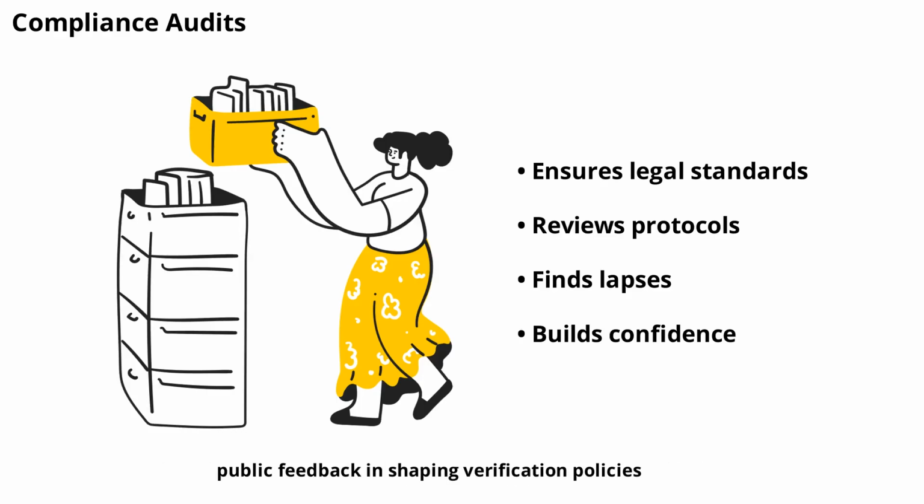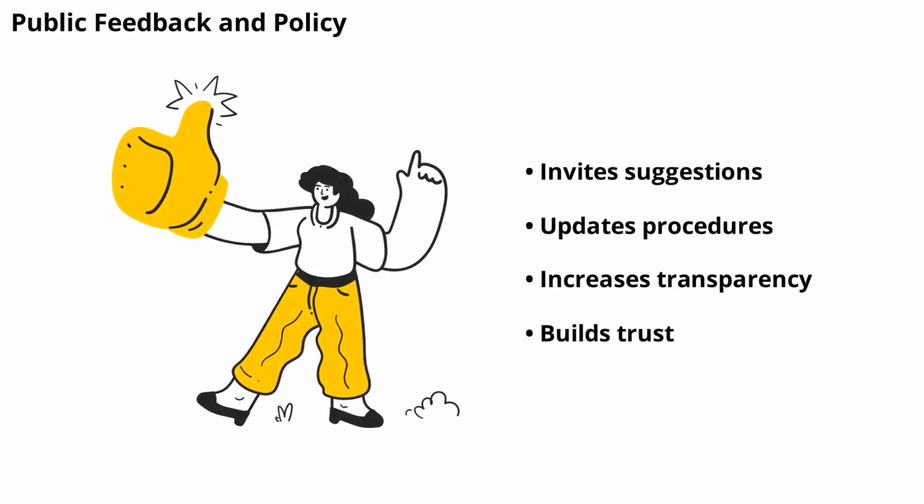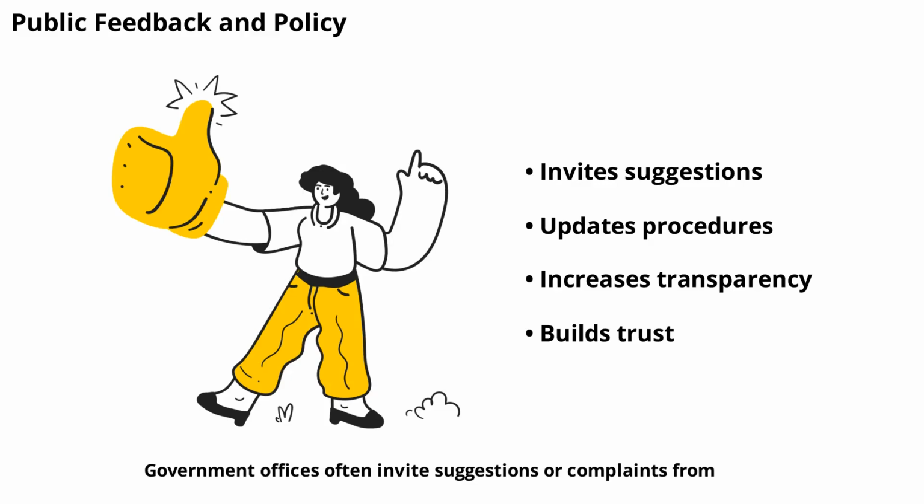Next, let's look at the role of public feedback in shaping verification policies. Public feedback is an important driver of policy changes and verification. Government offices often invite suggestions or complaints from citizens to identify pain points or areas for improvement. This feedback is analyzed and used to update procedures, making the system more user-friendly and effective. Engaging with the public also increases transparency and trust in the verification process.